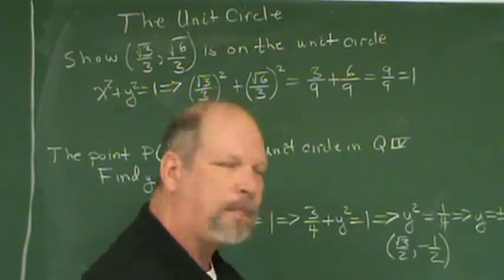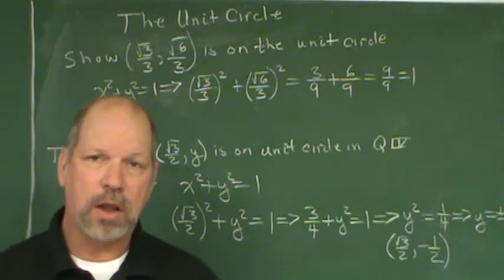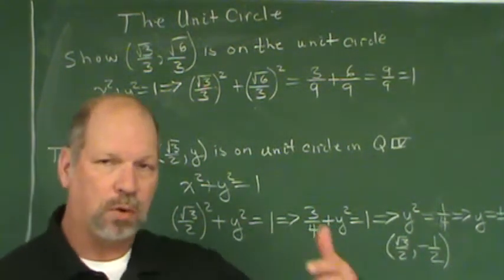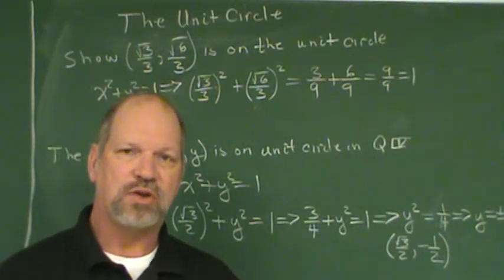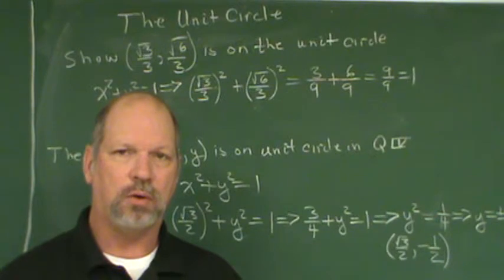Okay? All right, so we know it's negative because we're in quadrant 4, and all the y coordinates in quadrant 4 are negative. The signs in the quadrants are very important in this course.